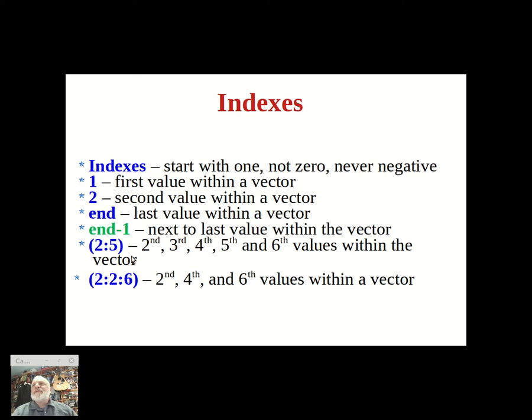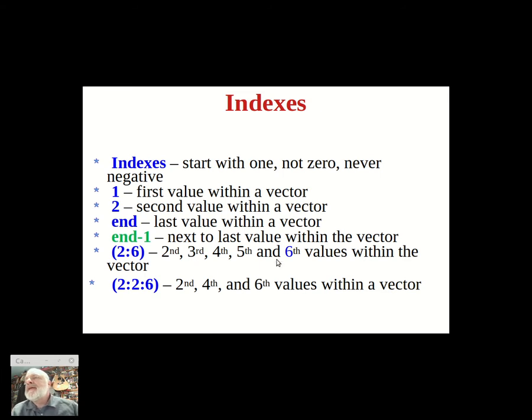We can also grab a range of elements. We can use a notation like 2:5 to grab the second, third, fourth, and fifth elements. I had the sixth here, but 2:5 is just going to get 2, 3, 4, and 5. It would not get the sixth value. I updated that slide there. So 2:6 will give you the second, third, fourth, fifth, and sixth values within the vector.